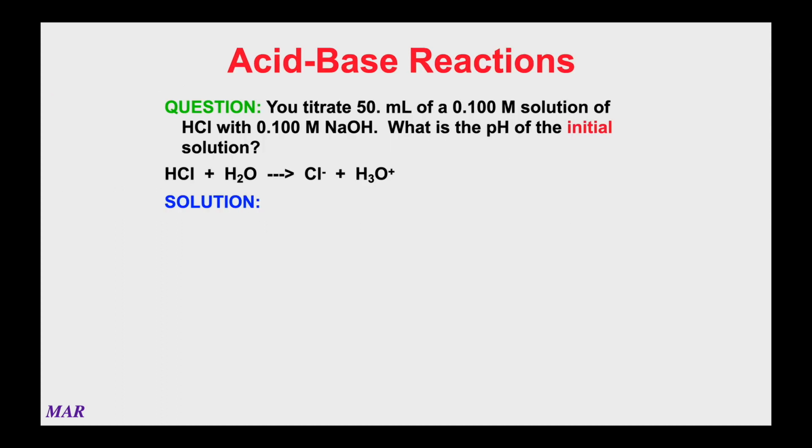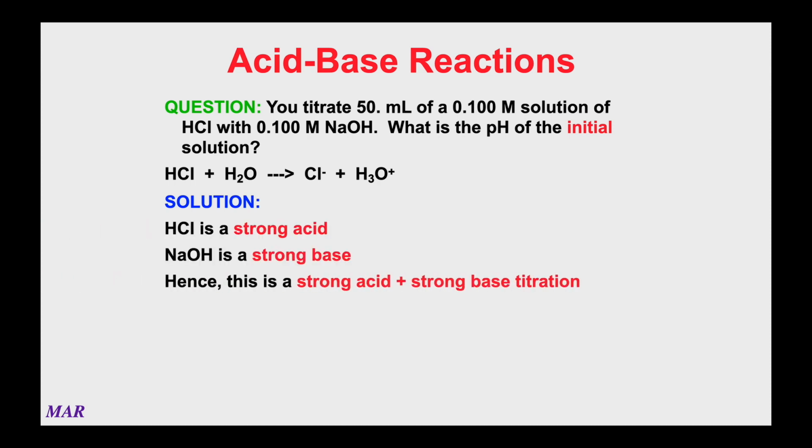Let's do a problem. Let's say we're titrating 50 milliliters of a 0.100 mole per liter solution of HCl with 0.100 molar NaOH. And it says, what's the pH of the initial solution? Well, let's break this down. HCl is a strong acid. It's one of the 5 strong acids we talked about in the last chapter. Sodium hydroxide is a strong base. It's one of the 3 strong bases we talked about. So the initial pH then is going to be the reflection of just the HCl.